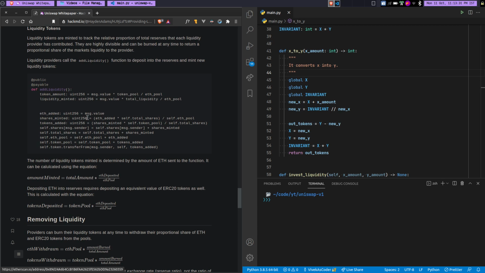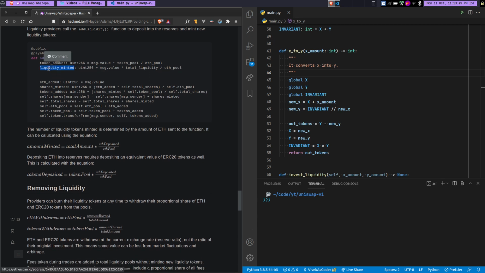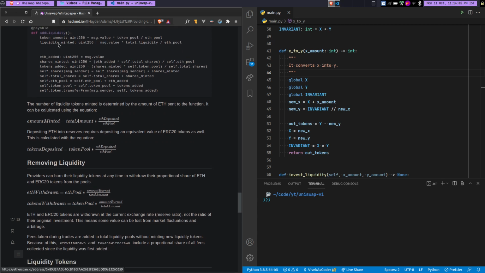This is what we are doing here, and after doing this, you can see we calculate the liquidity minted. Liquidity minted is the amount of LP tokens that we will issue you. So what is an LP token? It is similar to an ERC20 or FA1.2 or FA2 token, which represents how much liquidity you have added so far. This is how add liquidity works, and you can see the amount minted is this.